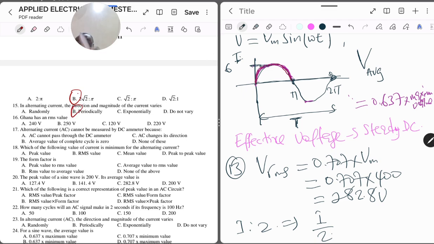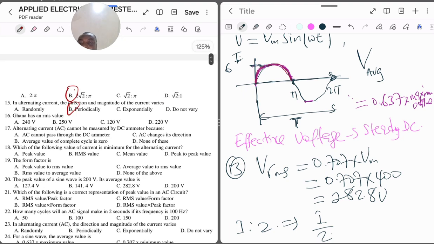Question 16. Ghana has a root mean square value of Ghana. So root mean square value is the voltage you get from the electricity company. So in Ghana, it's going to be the voltage we get from ECG, and it tends to be equal to what? 240, right? We get 240 volts from ECG. So that is the root mean square value.